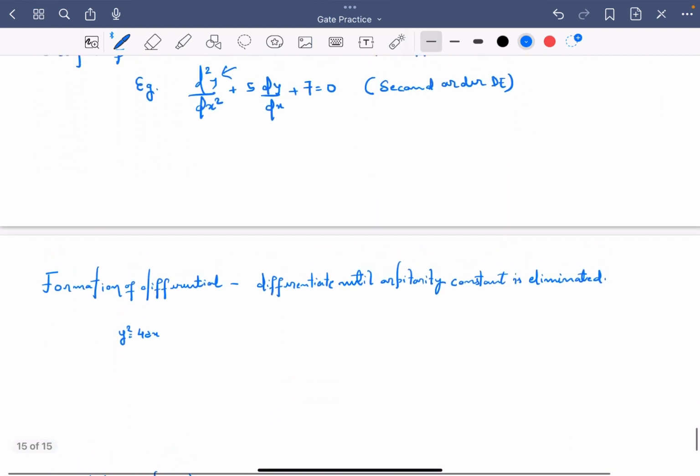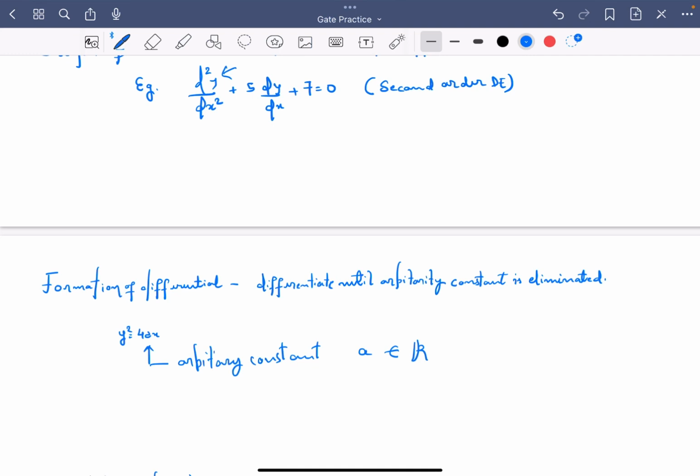How do we form a differential equation? We differentiate until the arbitrary constant is eliminated. Arbitrary constant is this term. This is an arbitrary constant. Why is it an arbitrary constant? Because a can take any value.